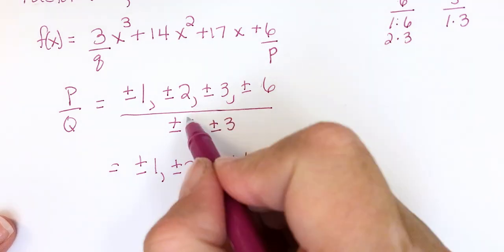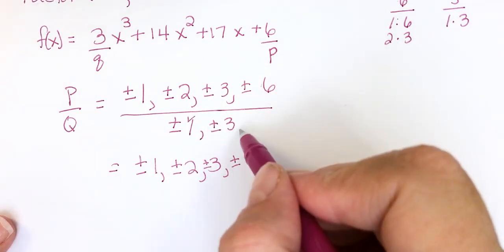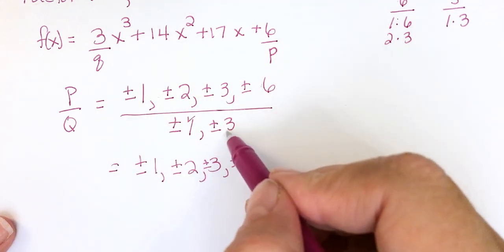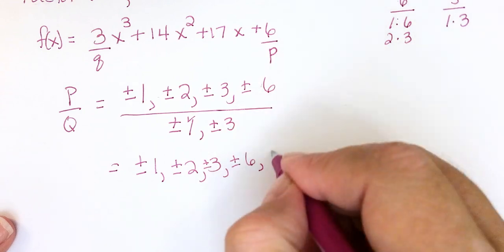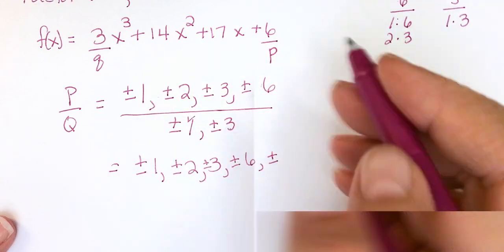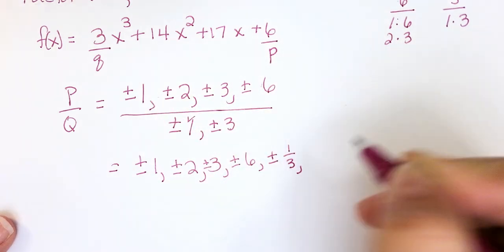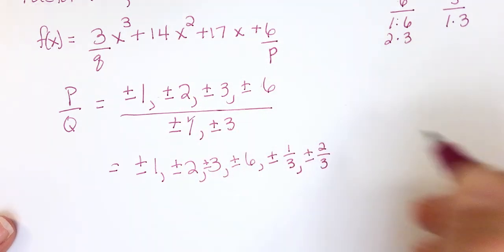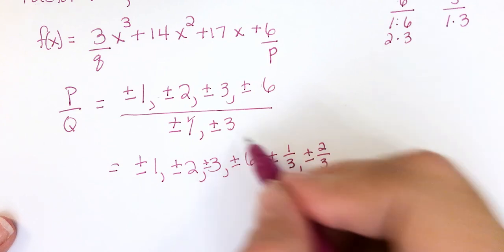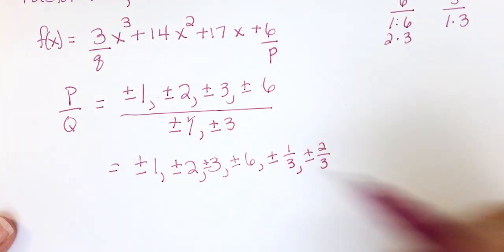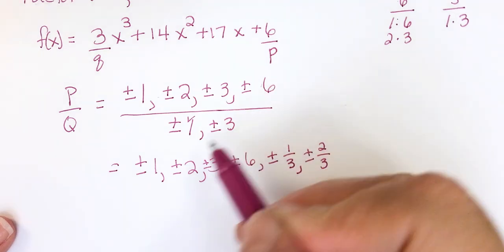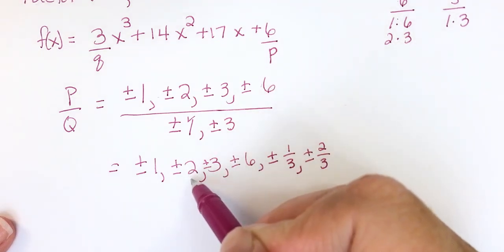So I've used this 1. Now I'm going to do the same thing with the 3. So I'm doing each of the numerators over the denominator of 3. This is going to give me 1 over 3, which is 1/3, and 2 over 3. 3 over 3 is 1. I'm not going to write that number again because we already have it in our list. And 6 over 3 is 2. I'm not going to write that number again because we already have it in our list.